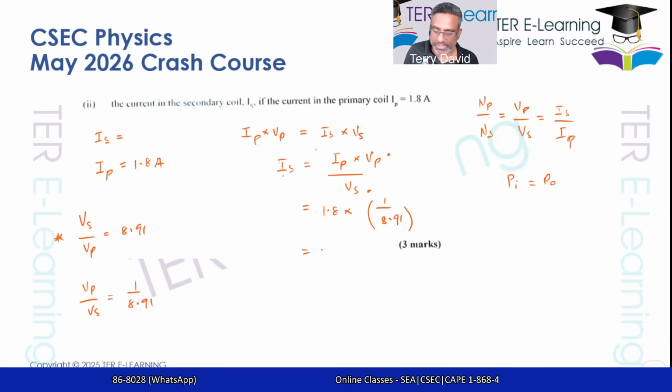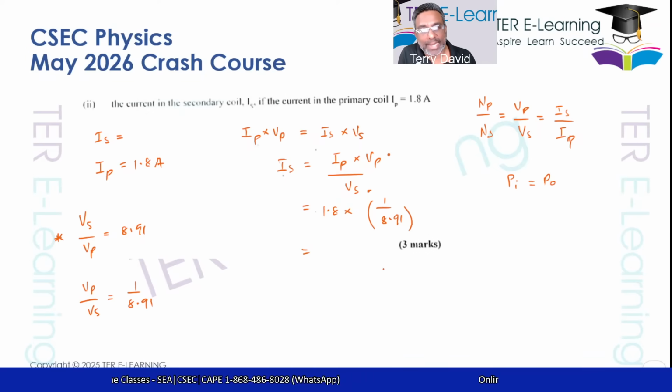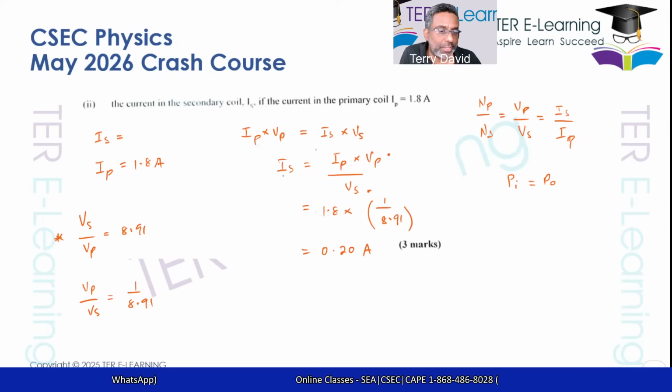So we just need to work this out. That's going to be 1.8 multiplied by open brackets 1 divided by 8.91. And I'm getting 0.20 amps. I don't know if anybody else worked it out. Yeah, I've seen some people getting 0.2 amps. Great. Okay.